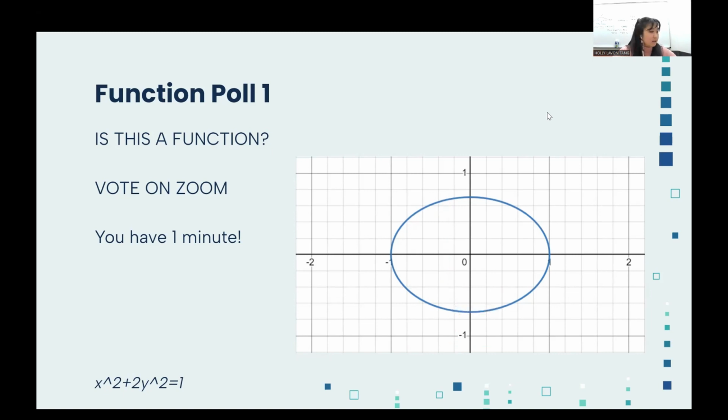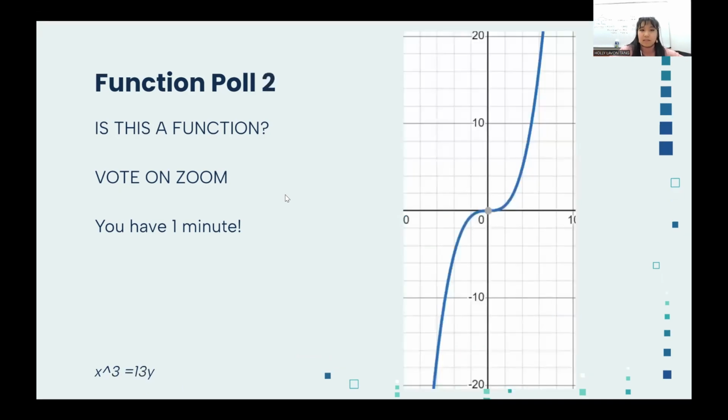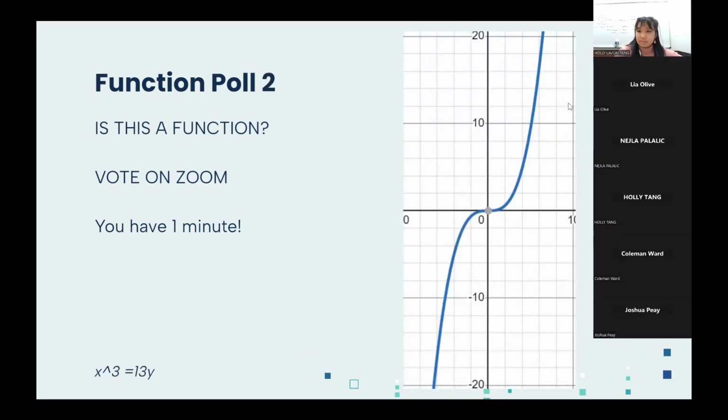Same thing. Thumbs up or thumbs down. Is this a function? Thumbs up if you think it is, thumbs down if you don't. All right, we've got a few thumbs up. Nice.